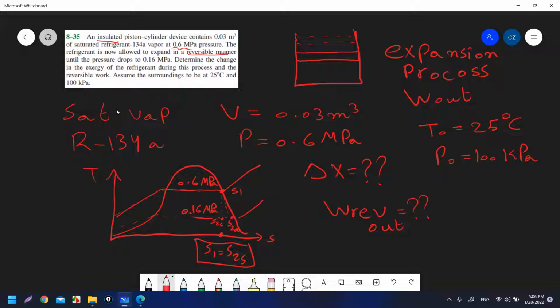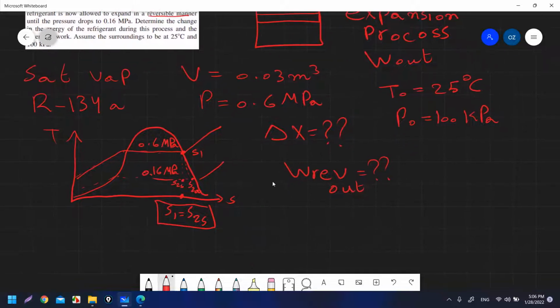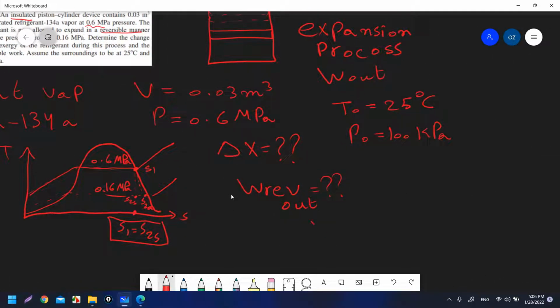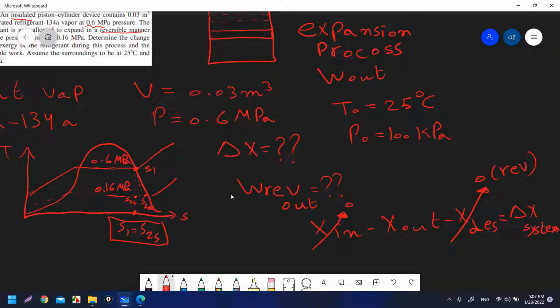Assuming the surroundings to be at T0 equal to 25 degrees Celsius and P0 equal to 100 kilopascal. For the reversible work, we usually use the exergy balance to find it: X in minus X out minus X destroyed equals delta X system. When there is reversible work, the exergy destroyed is equal to 0. It is work out, so there is no in. We don't have heat transfer, and there is no exergy with mass in or out, because it is a closed system, a piston cylinder device.